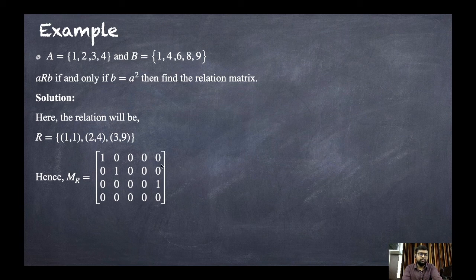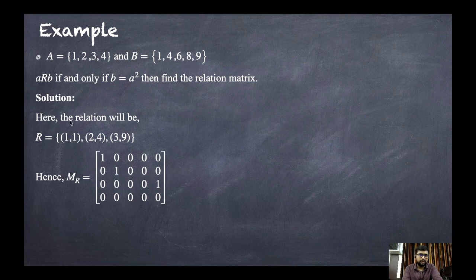Now, this will be the matrix. How? In set A, how many entries are there? There are 4 entries, so in the matrix there will be 4 rows, according to the first set. In the second set, there are a total of 5 entries, so 5 columns will be there. This row represents 1, this row represents 2, this row represents 3, and this row represents 4. This column represents 1, the second column represents 4, this represents 6, this represents 8, and this represents 9.